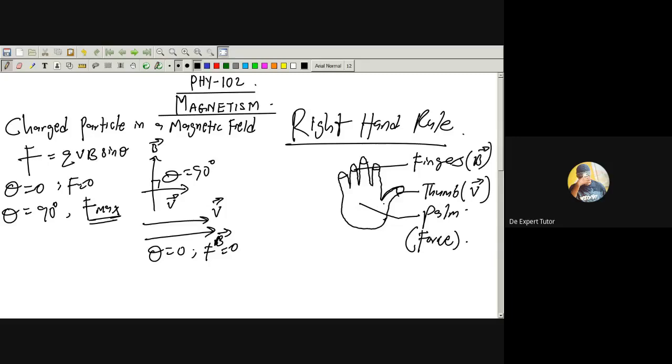Now, let us take an example on this. Let's take, for instance, that I have a positive charge like this. Pay attention to it. I have a positive charge moving in this direction. This is the direction of the magnetic field. This side, the positive charge is moving in upward direction. And I ask you, what would be the direction of the force?